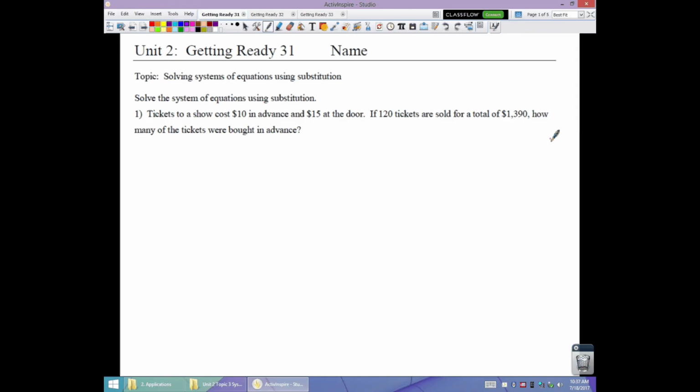All right, so we're going to solve some systems of equations using substitution. Make sure you are using substitution, not any of the other methods. Okay, and certainly not guess and check. All right, so our first one's a word problem.